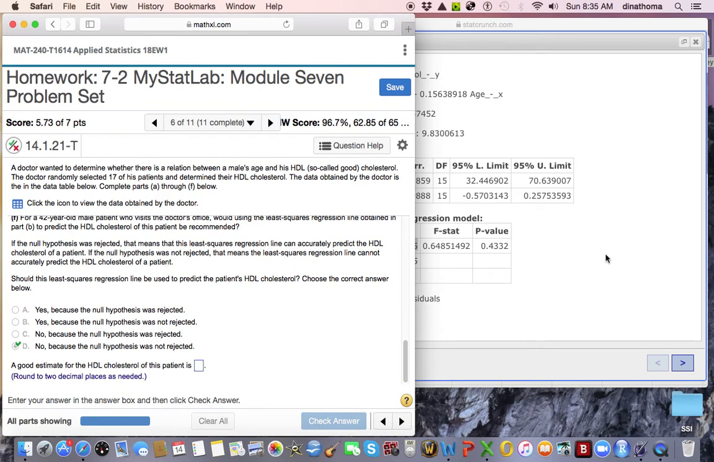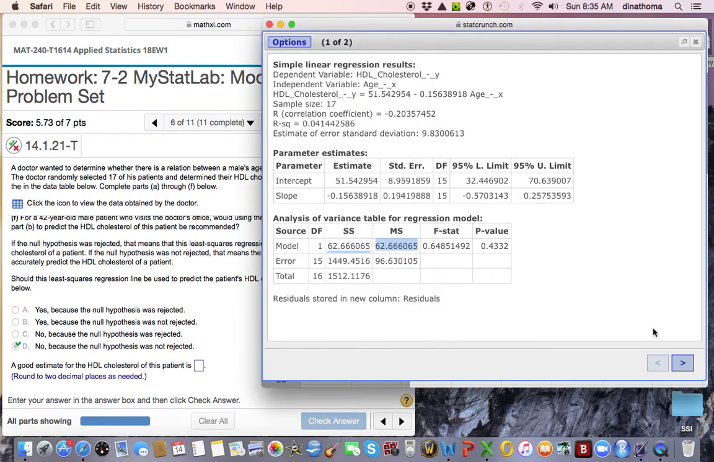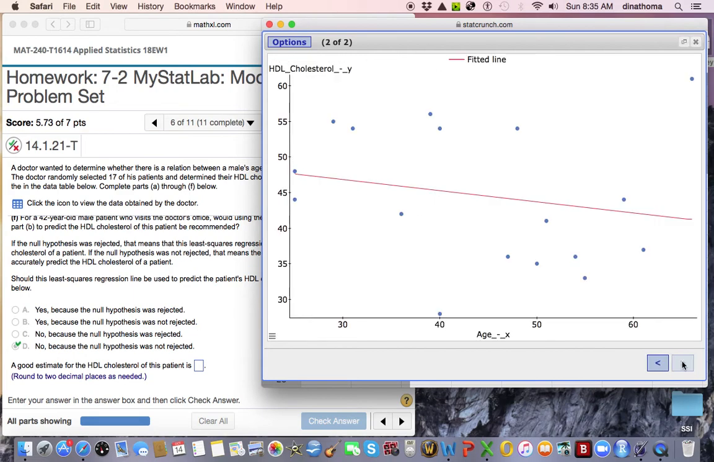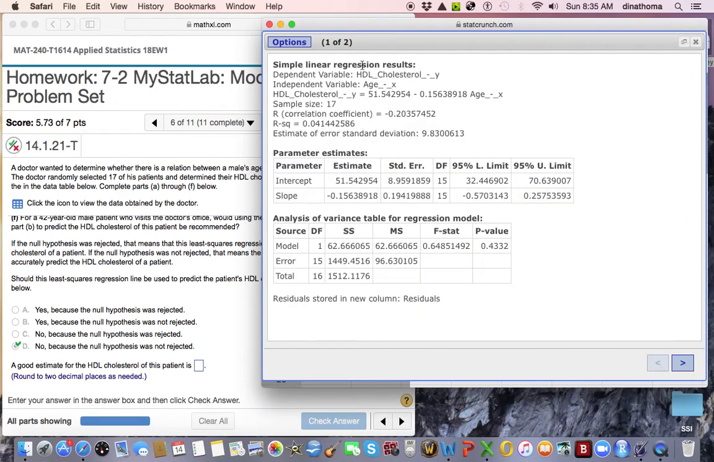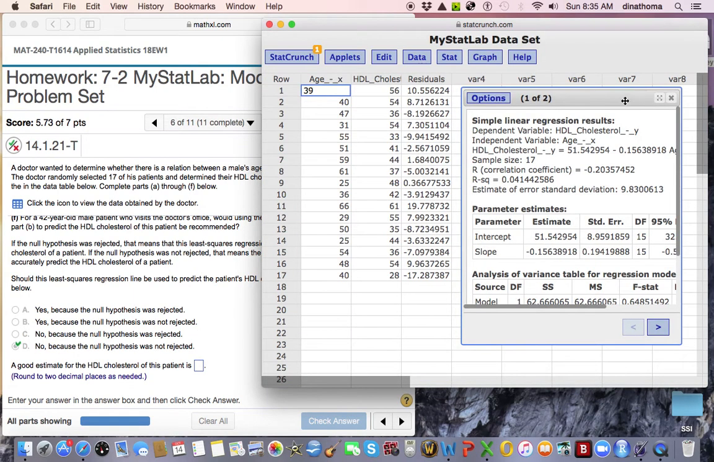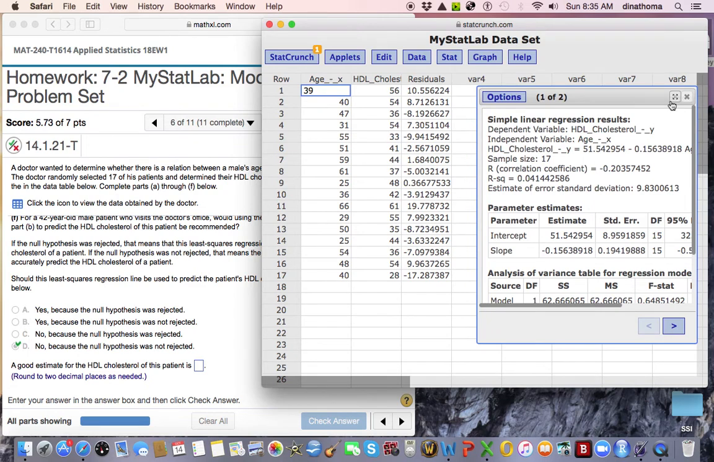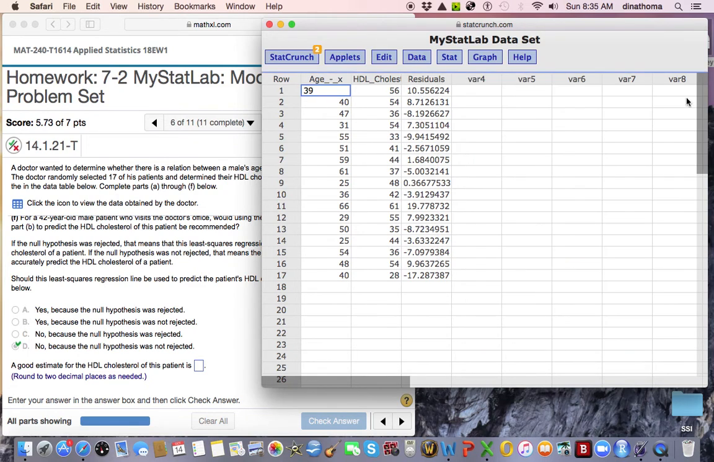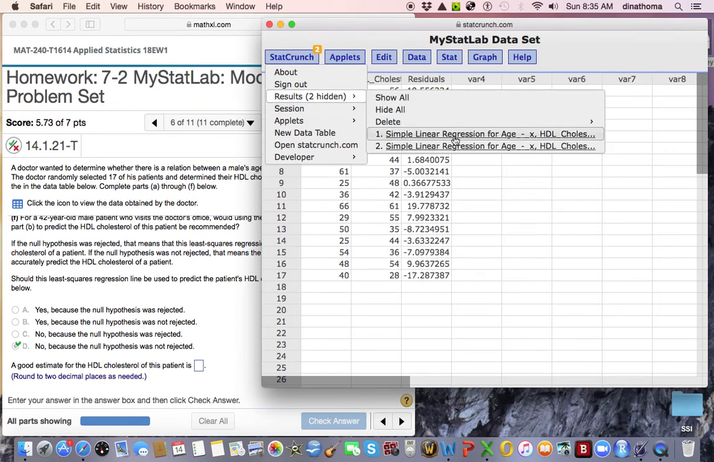All right, now it wants a good estimate, so I'll come back here, go back to my results. Oh, that's my graph, I blew it up. Go back to my results here. Well, I can't use my regression, so I'm going to close that. If you ever accidentally close it, you notice my results are still here. I can go back. There's my one for the hypothesis test. Here's the one for my confidence interval.